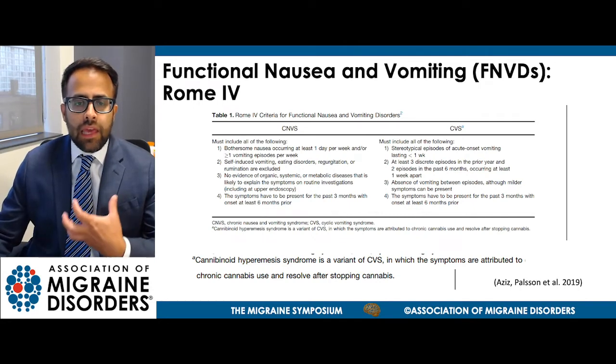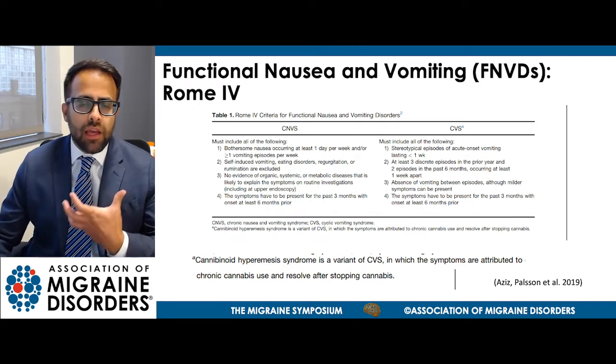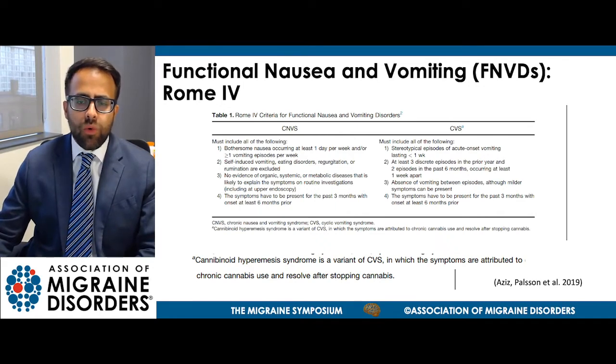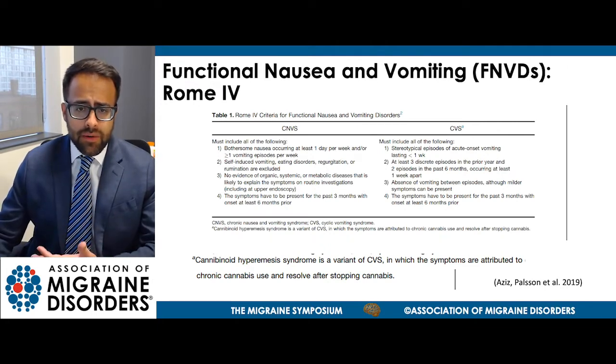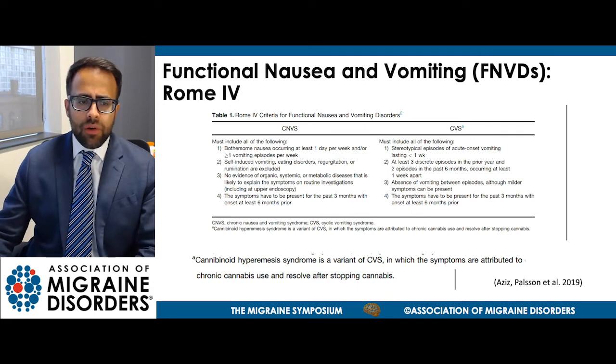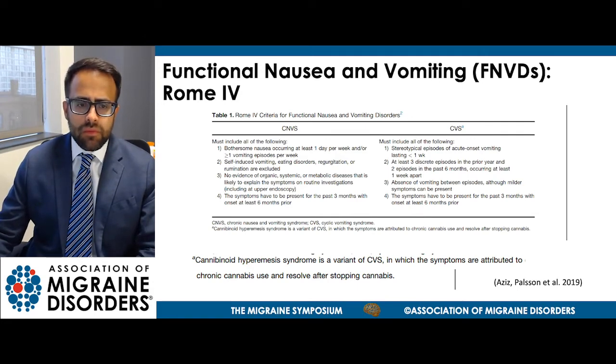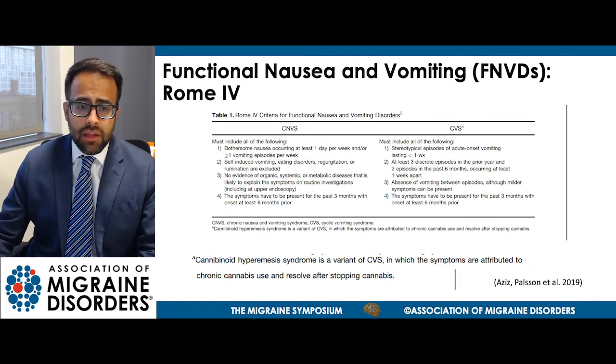Basically, one key clinical point is people who are seeking care from you regarding migraines or say they had cyclic vomiting syndrome may have been mislabeled. And there's a specific diagnostic set of criteria that are important to follow when diagnosing someone as having cyclic vomiting syndrome. So generally, stereotypical episodes of acute onset vomiting that occur for less than a week, at least 3 discrete episodes in the prior year, and 2 episodes in the past 6 months, occurring at least 1 week apart. Absence of vomiting between episodes, although milder symptoms can be present, and the symptoms have to be present for the past 3 months with onset at least 6 months prior.